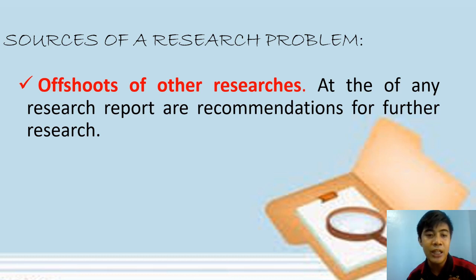Another source of a research problem is the offshoots of other researches. At the end of any research report are recommendations for further research. Offshoots of other researches are researches that originated or developed from someone else. If my memory serves me right, one of my professors said that a research will start with a problem and always lead to another problem that can be answered through another research. That's why you can extract a research problem from the offshoots of other researchers.